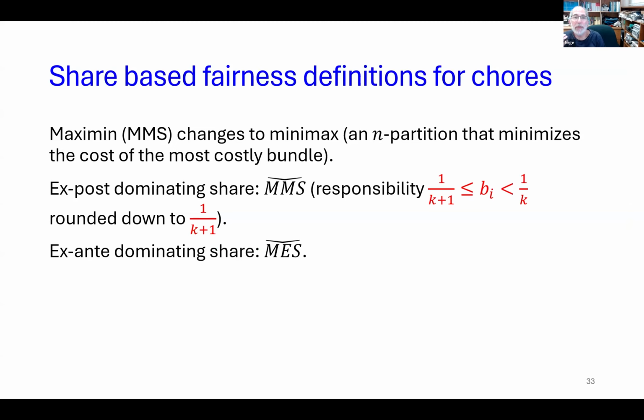If we want an ex post dominating share, then instead of rounding up the entitlement to, let's say, 1 over k, we'd round down the responsibility to 1 over k plus 1. And similarly for an ex ante dominating share, the maximum expectation share. So I will not spend much time on it. It's fairly intuitive what you need to do when you consider chores instead of goods.